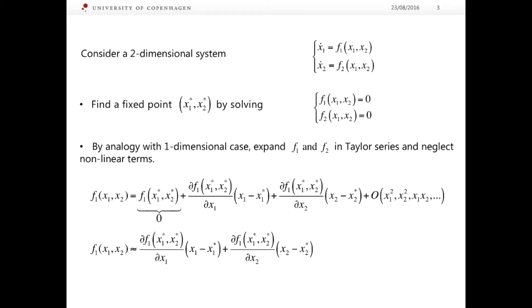If we assume that the deviations from the fixed point are small, then we can neglect the higher order terms, and also with account of the zero value for the function f1 at the fixed point, we end up with a linear approximation of the function f1 close to the fixed point. We can do the same for the second component of the velocity vector, f2.